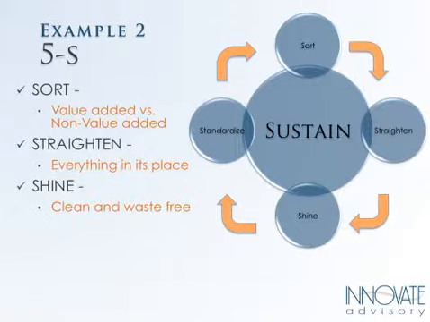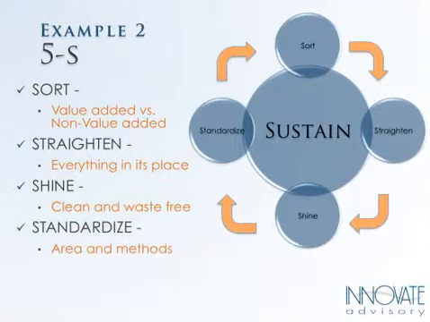Shine is to ensure that the workstation is actually clean and waste-free, so it would be the elimination of dust, dirt, byproducts of the operation, etc. Standardize is standardizing both the area and the methods. In the case of standardizing the area, it's very much related to straighten, where there's a place for everything, and that's clear through paint or colors or whatever. This is where this tool goes. Standardizing the methods is related to standard operating procedures or SOPs.